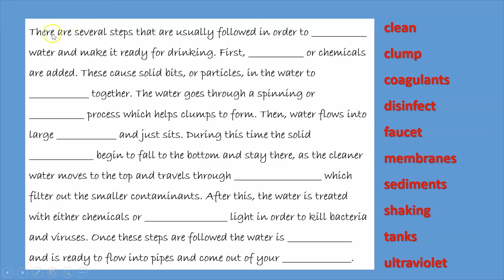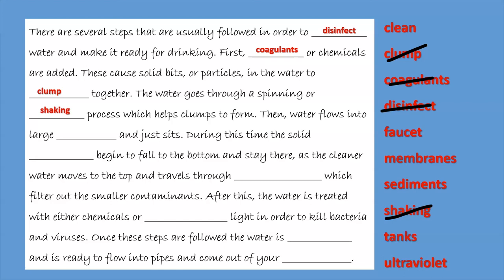So, let's have a look at the paragraph and you decide which of the words from the word bank would be best to fill the empty spaces. So there are several steps that are usually followed in order to disinfect, good job, water and make it ready for drinking. First, coagulants or chemicals are added. These cause solid bits or particles in the water to clump together. The water goes through a spinning or shaking process, which helps clumps to form.